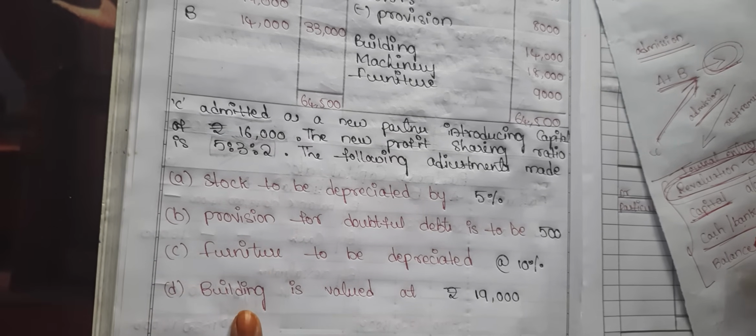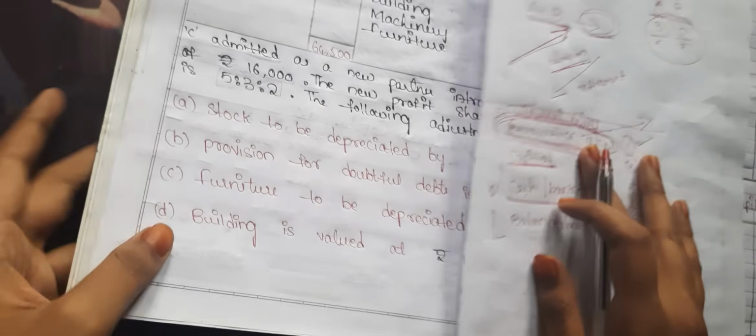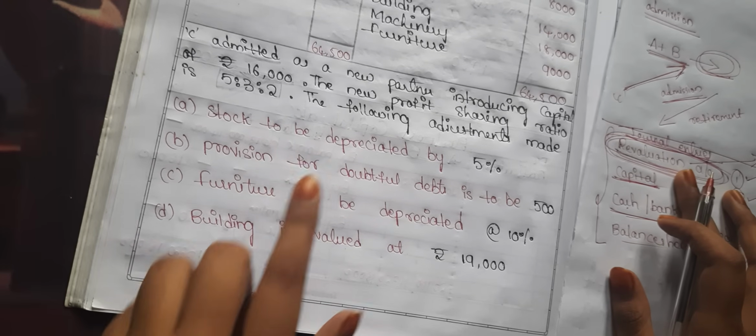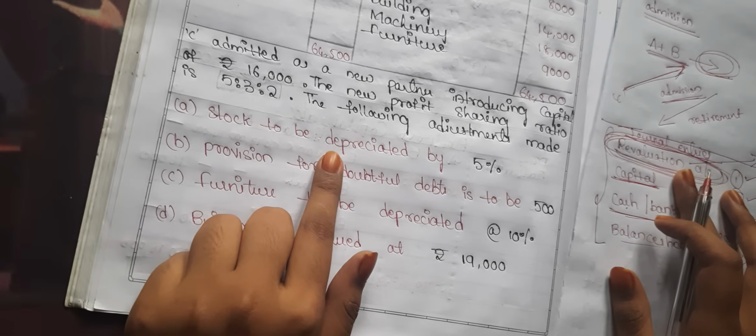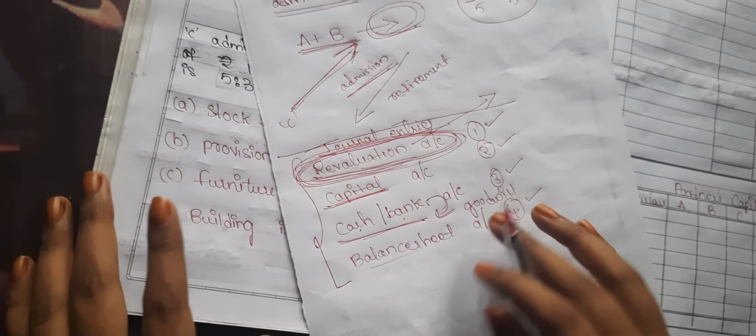Only these adjustments will be taken into the revaluation account. No other entry, no other amount, no other part will be taken into the revaluation. Only the adjustments which you will see in the question, on the question paper, should be considered in the revaluation account.